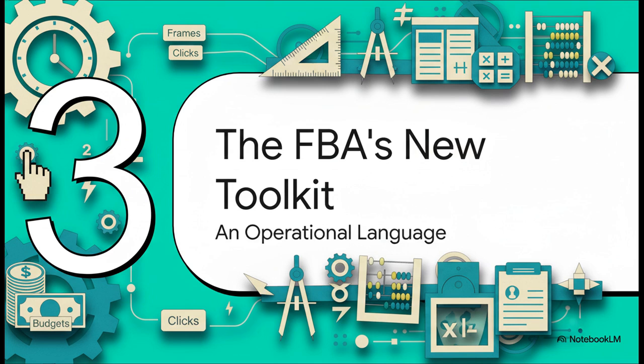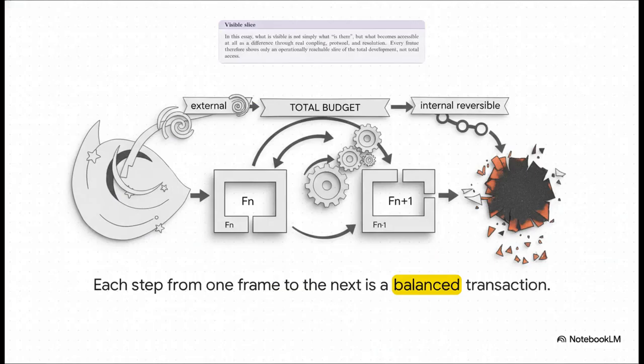This takes us into our third section, the FBA's new toolkit. You see, these concepts give us a new, very precise and operational language to describe how change actually happens in the world, a language that's built on something like accounting principles. Take a look at this diagram. It shows the step from one frame, let's call it Fn, to the very next one, Fn+1.